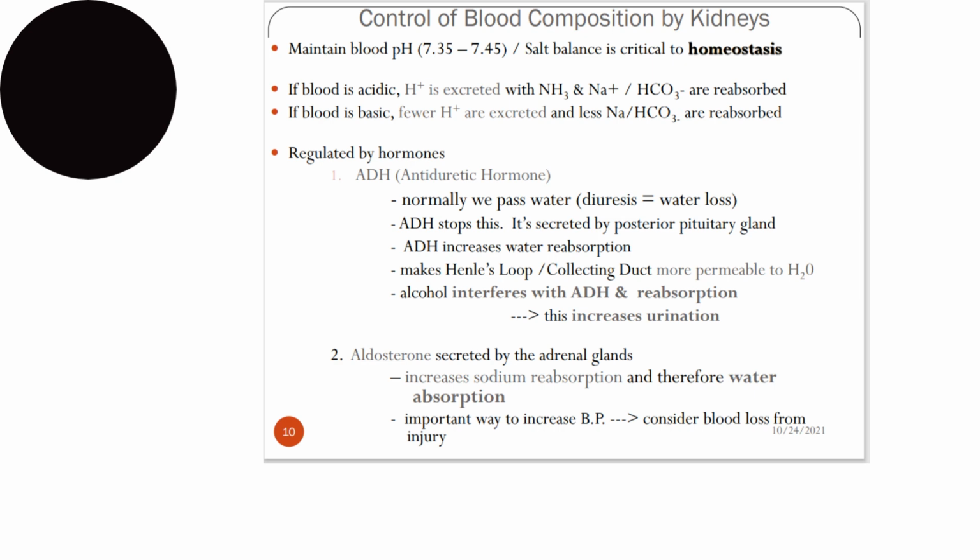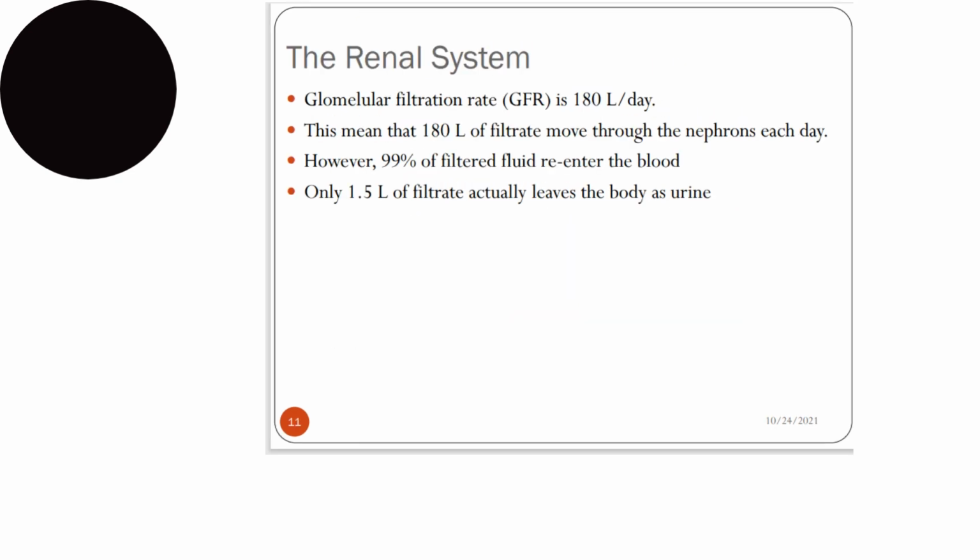And the second hormone, aldosterone, is secreted by the adrenal glands. The way it works is a bit different. ADH increases permeability, but aldosterone increases sodium reabsorption. So if sodium is reabsorbed, usually water will follow. So the rest you can read by yourself. For example, the GF rate, which is 180 liters per day, and so on.